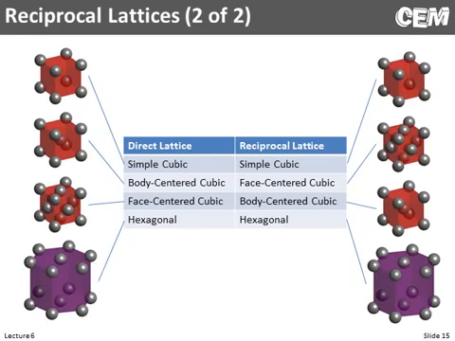So if your direct lattice has simple cubic symmetry, the reciprocal lattice has simple cubic symmetry. If your direct lattice has body-centered cubic symmetry, then the reciprocal lattice, in fact, is face-centered. So if your direct lattice was face-centered, obviously the reciprocal lattice is body-centered, and a hexagonal lattice's reciprocal is hexagonal again.